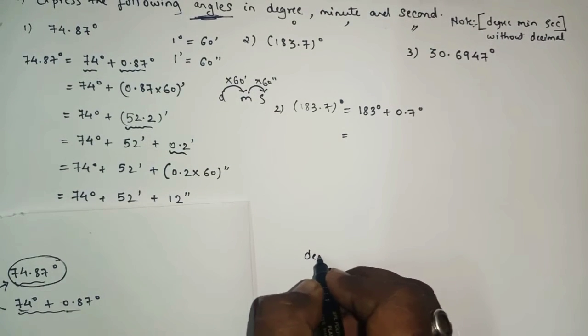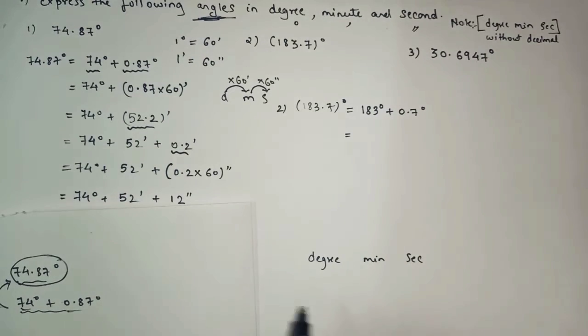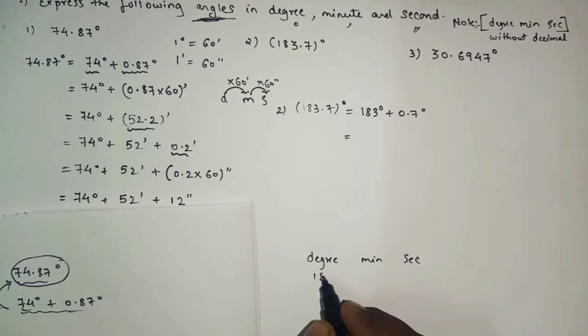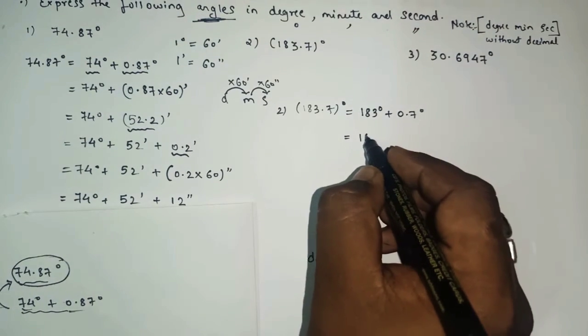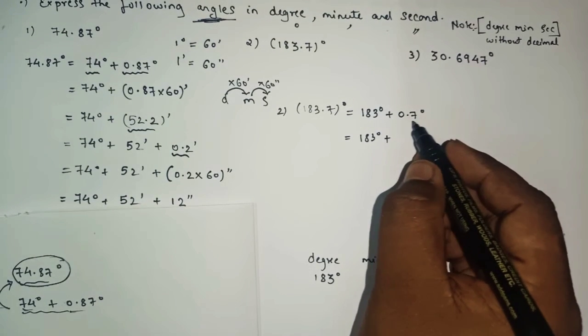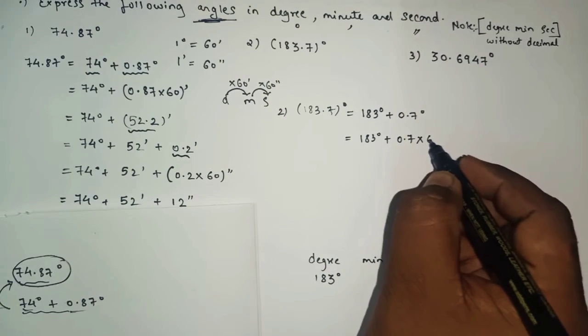As we have to convert the angle into degree, minute and second, see to it that the final answer should be without decimal. Here clearly we can see that we got 183 degree, which is perfect without decimal. So what about this part? This decimal part, simply you have to multiply by 60.